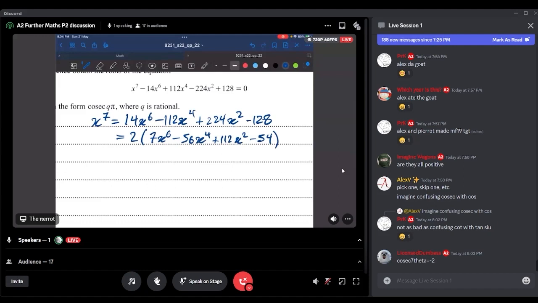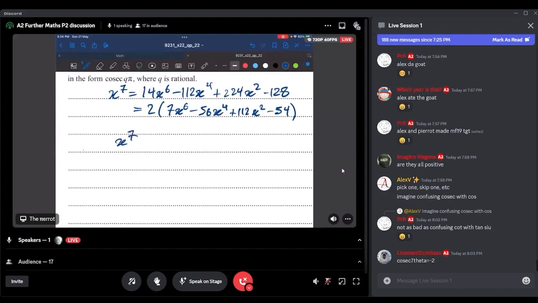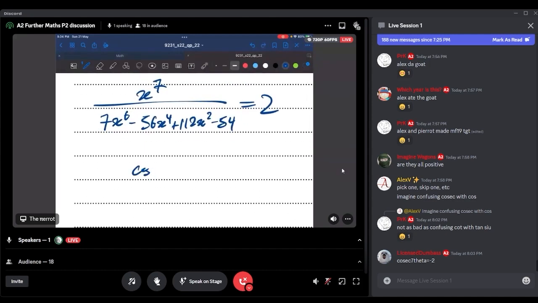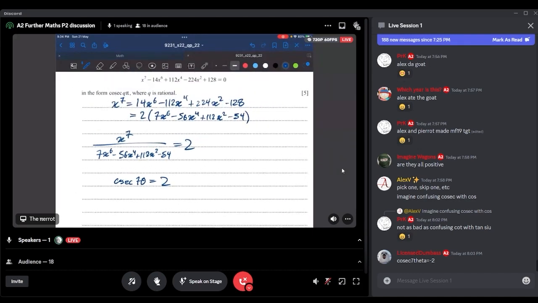Let's divide both sides by this polynomial here. So you have x power 7 all over this expression minus 64 is equal to 2. So if you let x become cosecant theta, now you have cosecant 7 theta is equal to 2, not minus 2. And so that means you just have to solve this.